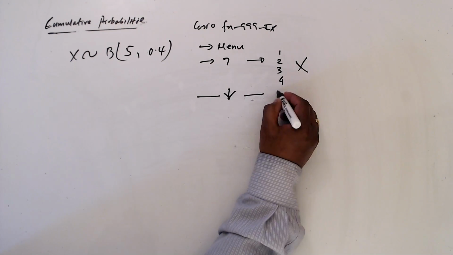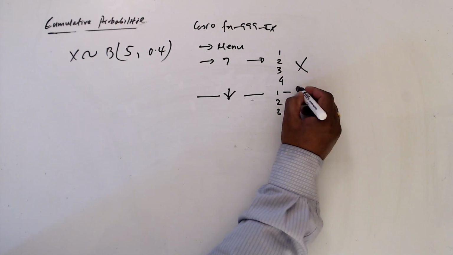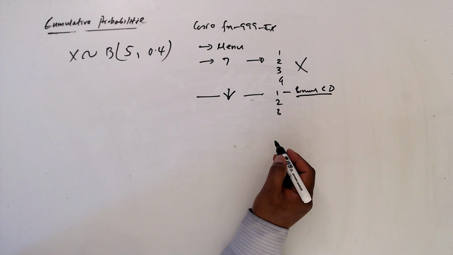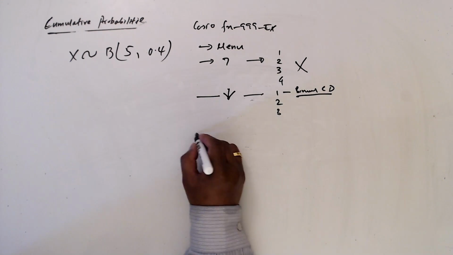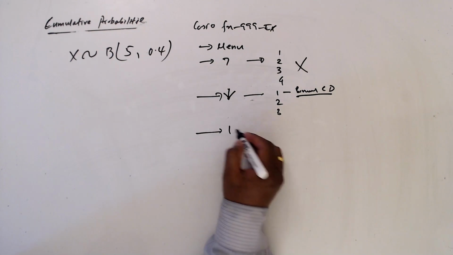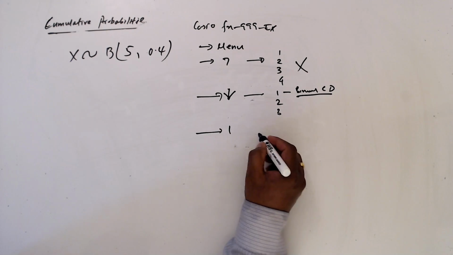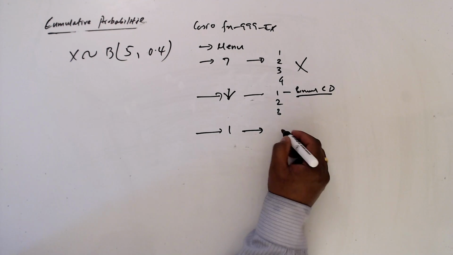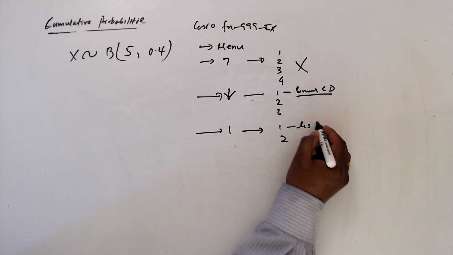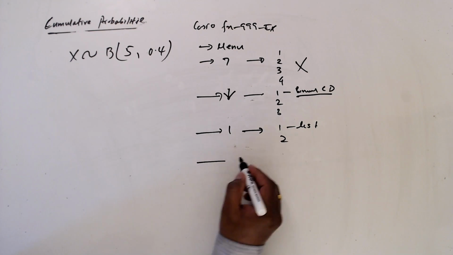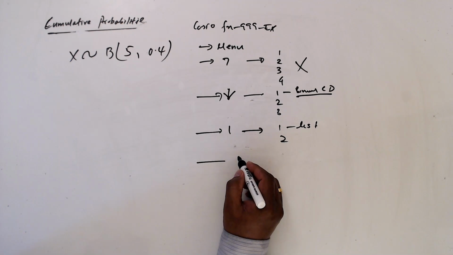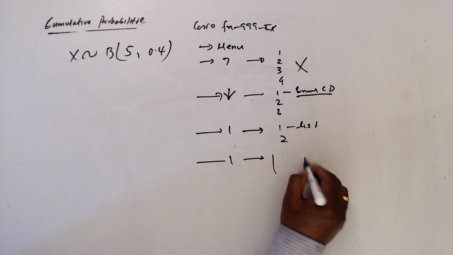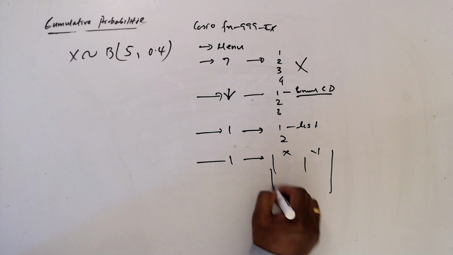Then use the arrow to go down, then you can see 1, 2, 3, binomial CD, cumulative distribution. Select one, and then you can see 1 or 2, so list, so select 1. Then you have 2 columns, x and n. Right now you know what to do.